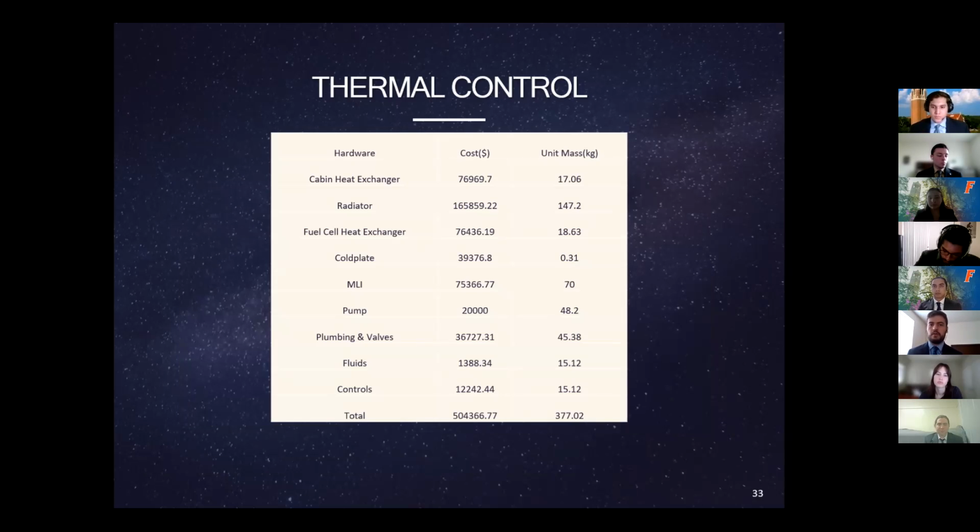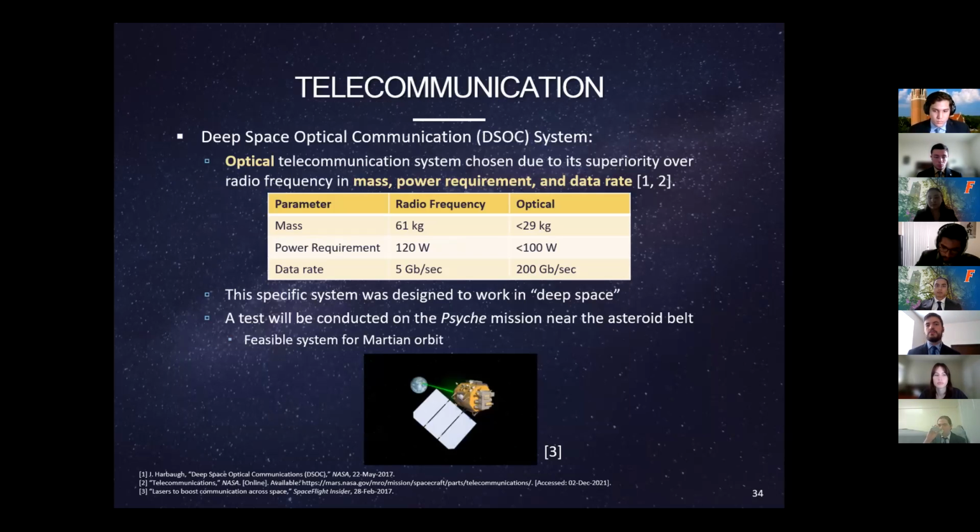And as you can see, for our systems, most of the mass comes from our radiators. Together, they're around 150 kilograms. They cost around $170,000. Most of the other systems have much more insignificant mass. Our heat exchangers both cost around $80,000. So those are pretty significant cost-wise. Our total cost is around $500,000 for all of these systems together, and our unit mass is 377 kilograms for all these systems.